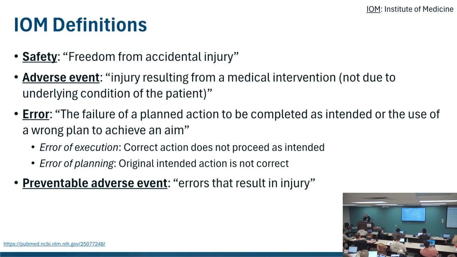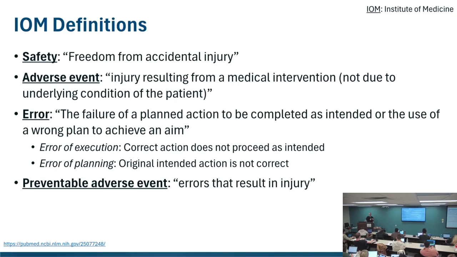An error of planning would be, I see that, I think it says lisinopril 20. It actually says lisinopril 40. So I make this plan that was incorrect, and I execute that incorrect plan correctly. So those are very similar, but they're a little bit different because mostly you think about how you would manage the errors differently. So the first example I gave you is a process error.